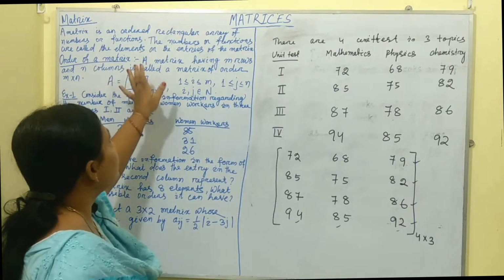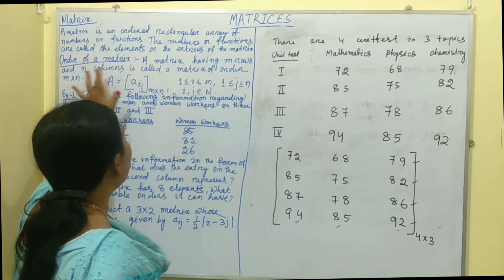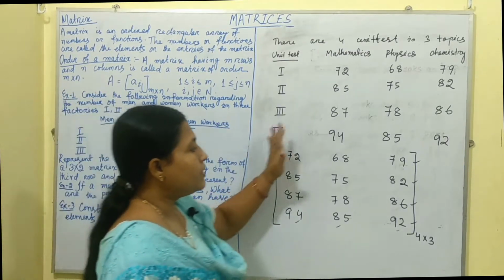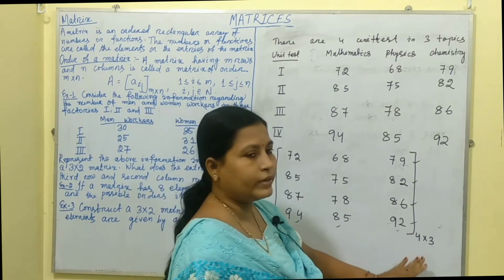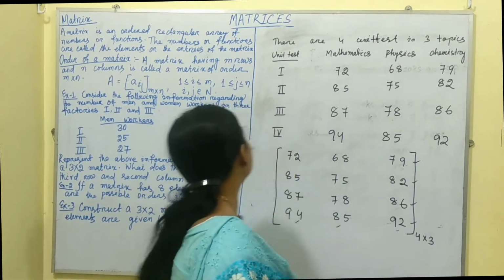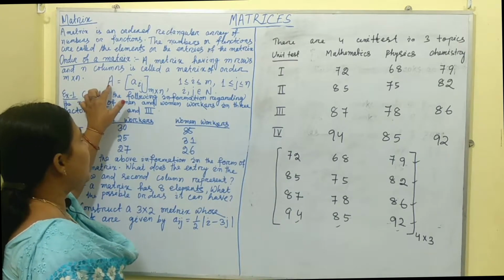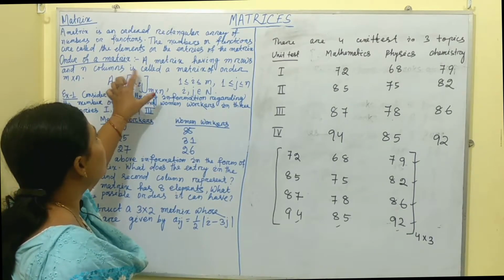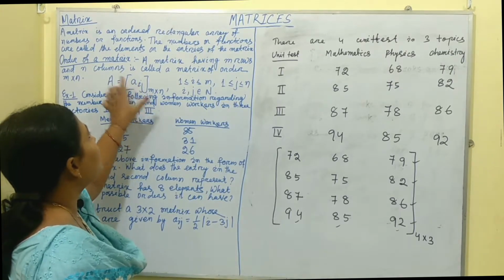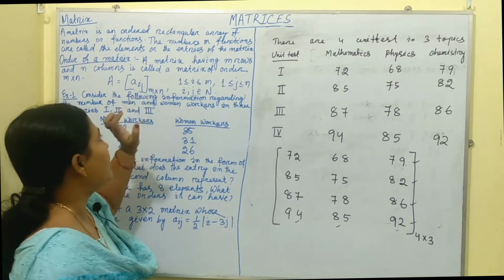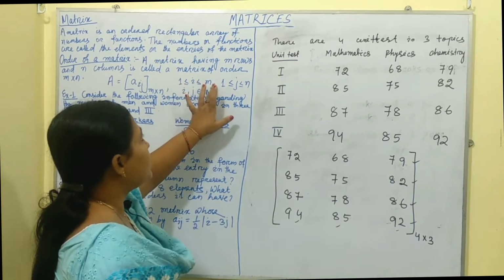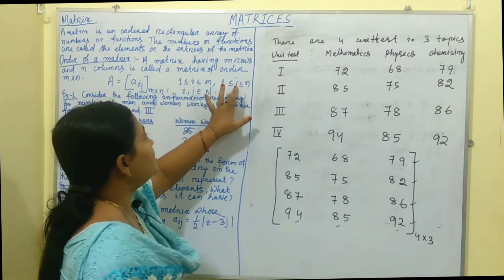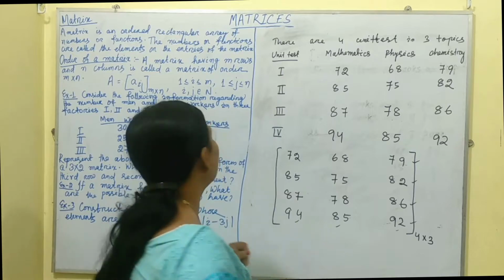Order of a matrix: if a matrix has m rows and n columns, it is called a matrix of order m by n. So there are 4 rows and 3 columns, so it is called a 4 by 3 matrix. We denote the matrix A, and this is the form of a general matrix. The elements of the matrix A are a_ij, and its order is m by n. Here 1 ≤ i ≤ m and 1 ≤ j ≤ n, and i and j are natural numbers.